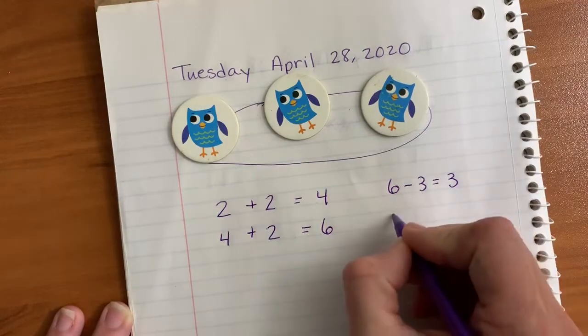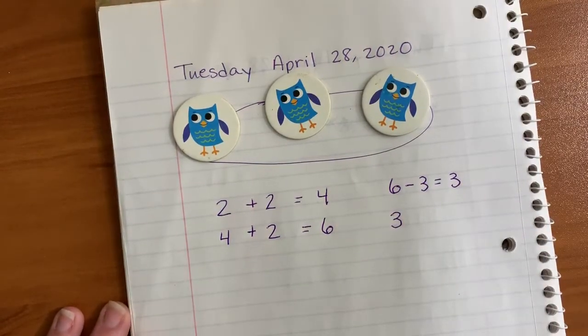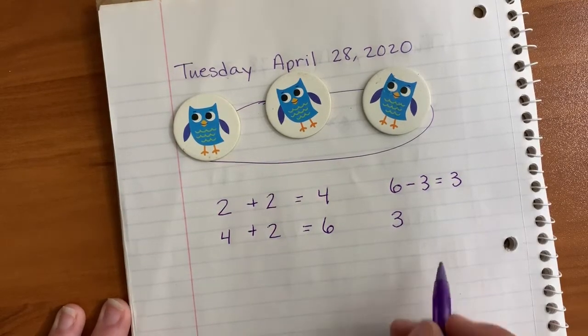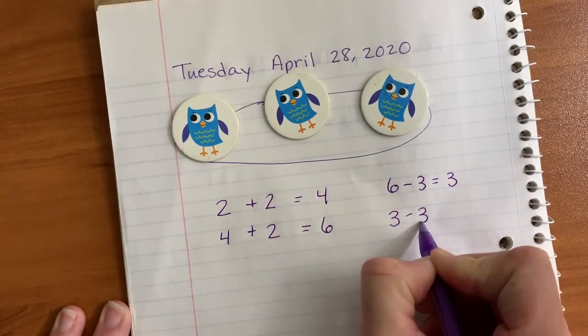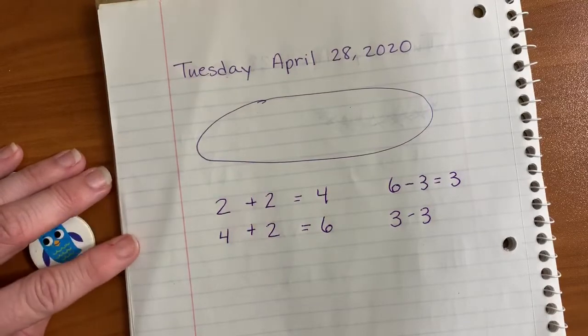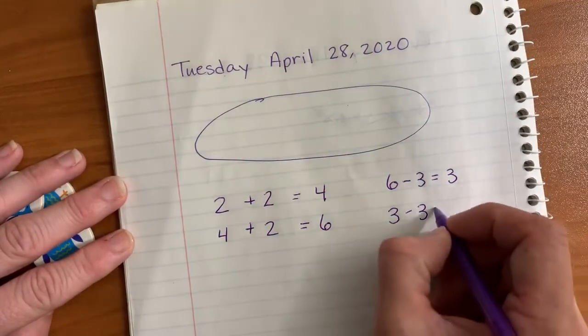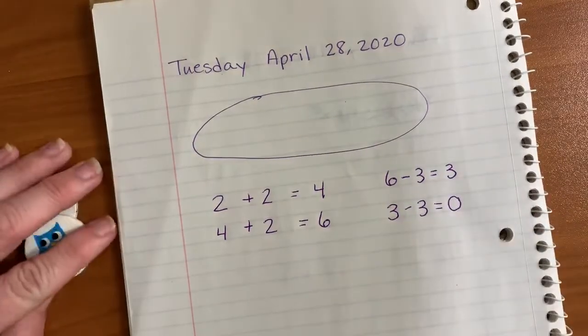With my 3 owls in the nest, they tried to stay awake as long as they could, but slowly they all fell asleep. How many owls are left now? They all fell asleep. I have 0 owls left.